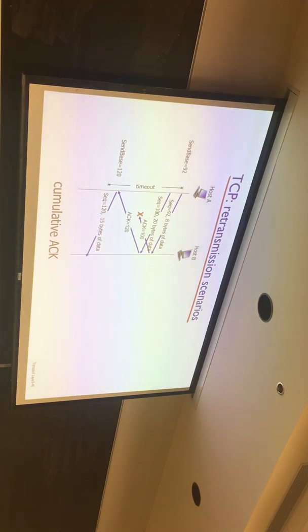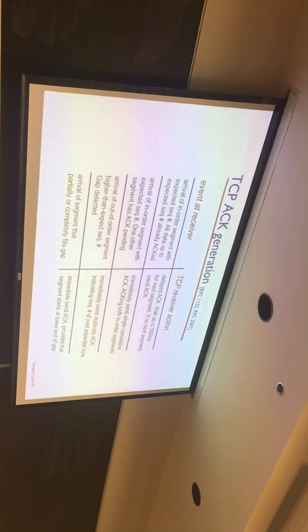So this is assuming there's no fast retransmission. There's one way you can do a fast retransmission, by using duplicate acknowledgements. Okay, let's stay with this more simplified scenario. On the receiver side, there are a few scenarios you are going to be in.